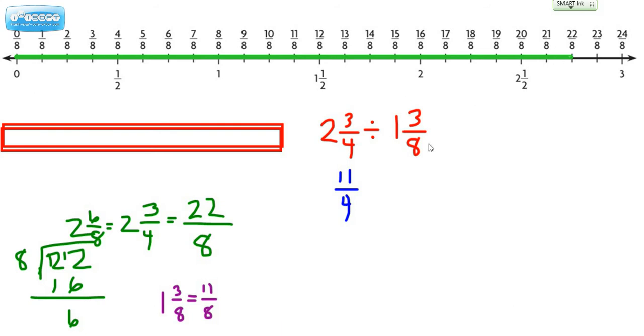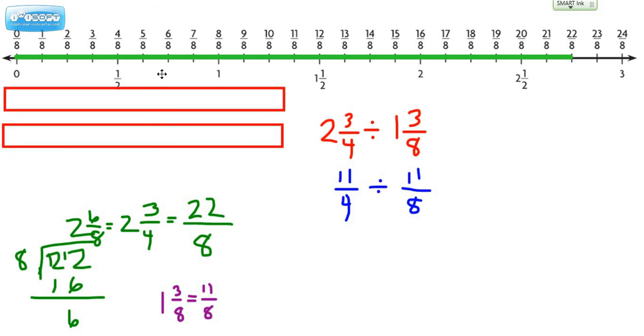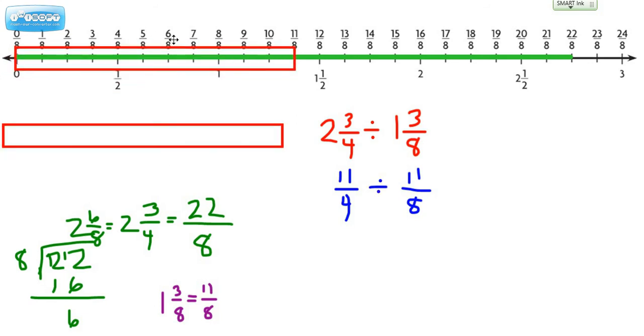Now we have to identify 1 3/8 chunks. The strategy for that is to rethink this as an improper fraction as well. So that's going to be equal to 11 eighths. And let's look at 11 eighths right here. Okay, 11 eighths in the red box. See, all the way to 11 eighths.